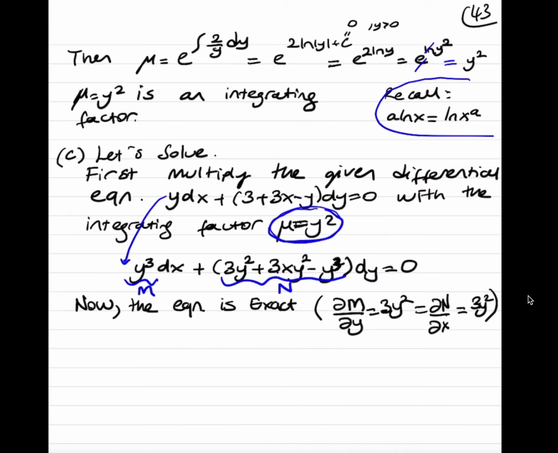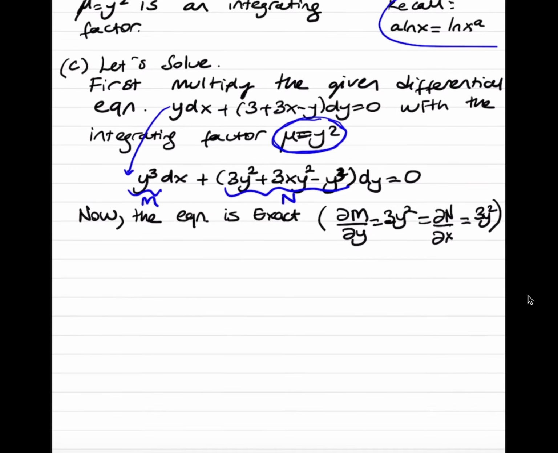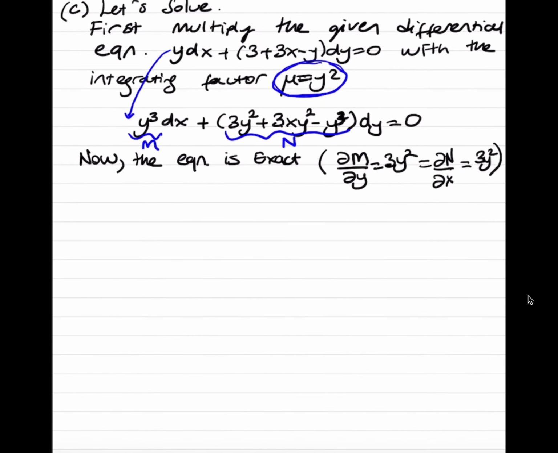Okay, instead of multiplying with y square, we multiplied n. I mean, we found n wrong, but now it is correct. Sorry about that. Great, now the equation is exact, and we will solve it. We know how to solve it.